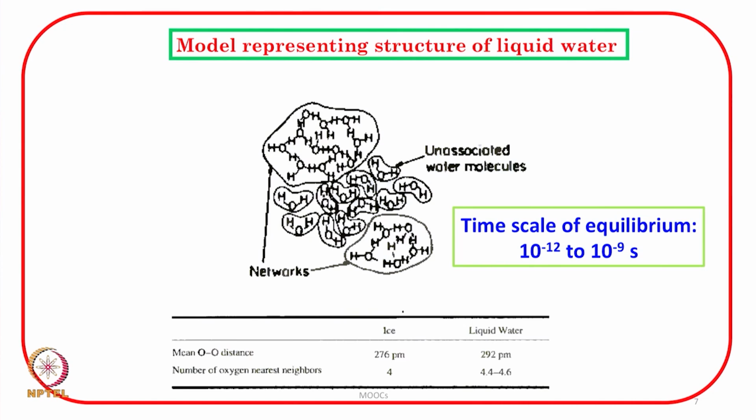So, therefore, when we add any solute to water, let us say if we add salt to water, the salt will affect the structure of water, because when you dissolve sodium chloride in water, it will dissociate into sodium ions and chloride ions, and sodium ions will affect the structure of water. Chloride ions will affect the structure of water.